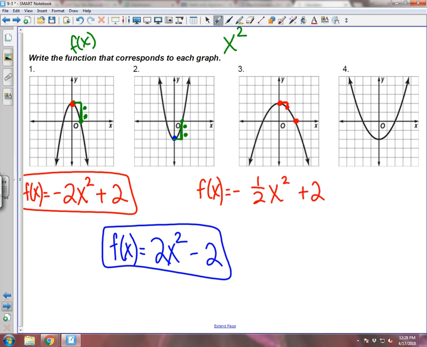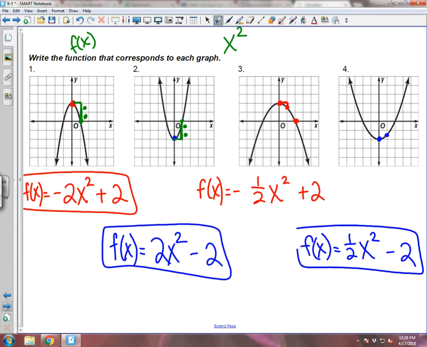Okay, looking at number 4, my vertex has been moved down again, which means I need a minus 2 on the end. If you take a look at how far you've got to go, that is a half a unit away, which means in front of my x squared term, I need a half. It is face up, so it does not need to be negative. And I have my function f of x equals 1/2 x squared minus 2.